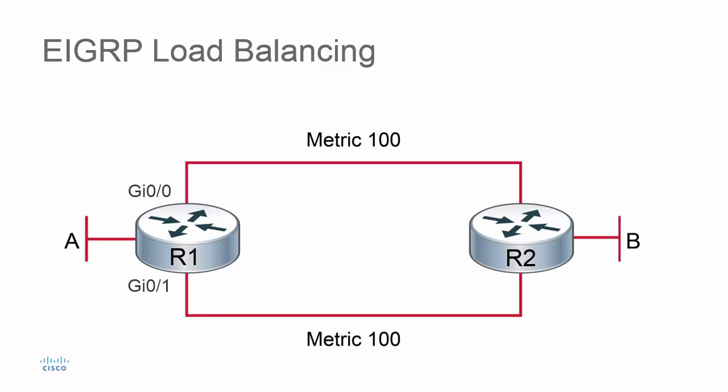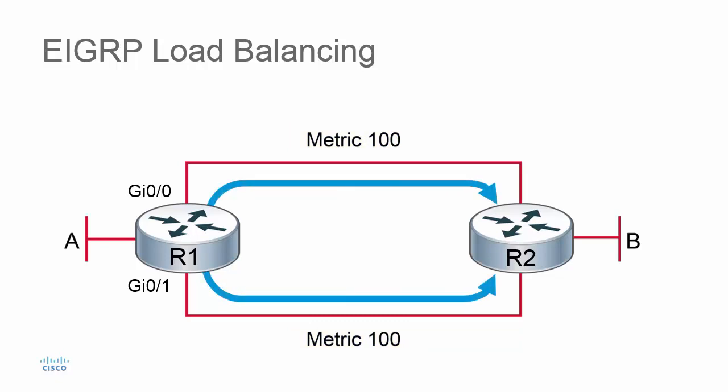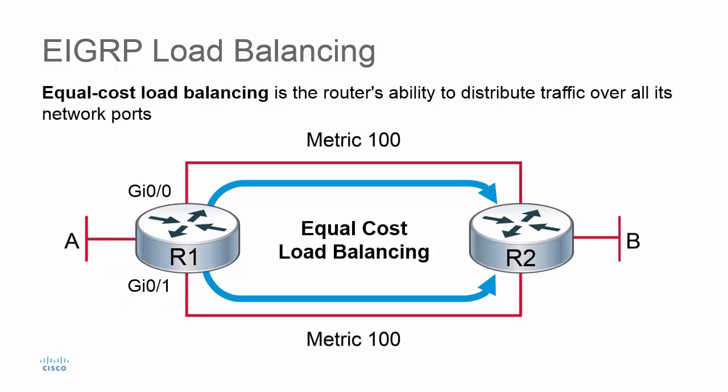For instance, if the metric to get from the router on the left, that's R1, to the router on the right, which is R2, for both paths equal 100, then traffic will get load balanced between the two interfaces on router R1. This means that in theory, some traffic will be sent from router R1 to router R2 using the interface Gigabit Ethernet 0/0 as the outgoing interface, and some traffic will use the interface Gigabit Ethernet 0/1 as the outgoing interface. So we could say that equal cost load balancing is the ability of a router to evenly distribute traffic all over its network ports through links that have the same metric from the destination address.